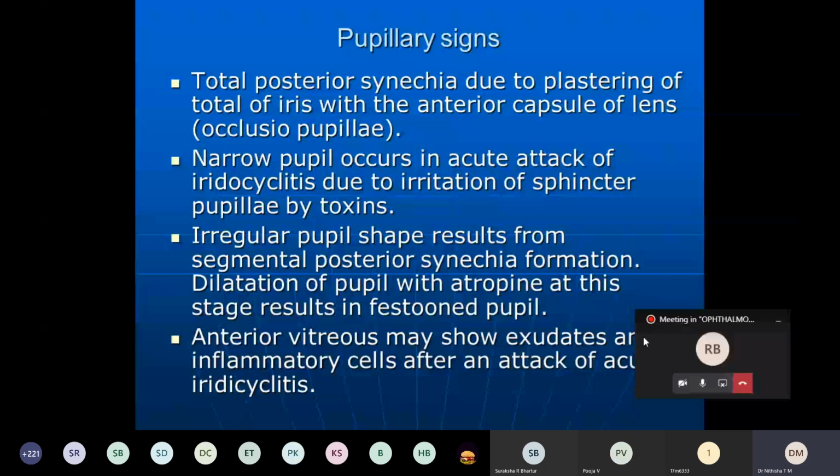How do you break the synechiae? You have to use cycloplegics like homatropine or atropine. Along with this, sometimes there can even be anterior vitreous cells in the anterior chamber.